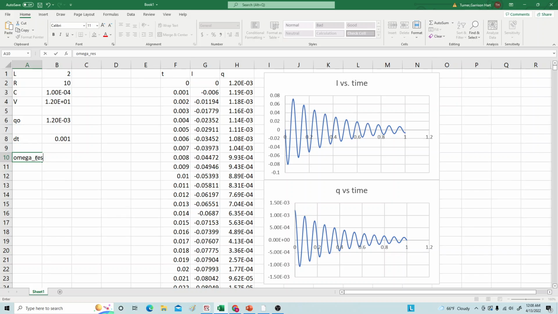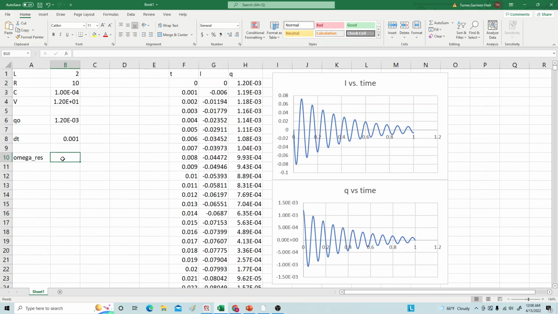Maybe label it omega resonance, right? And remember that this is going to be 1 over the square root of the inductance multiplied by the capacitance. Okay, so my resonant frequency is 7.07 e to the 1. So this means that I'm going to be oscillating. This is the angular frequency. I really should specify that.